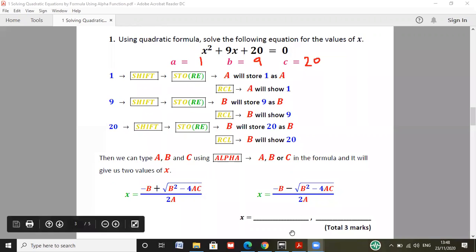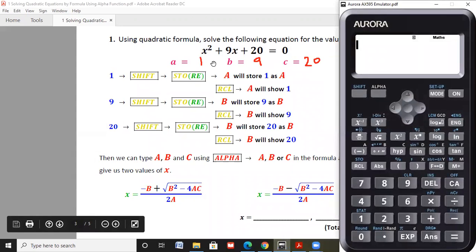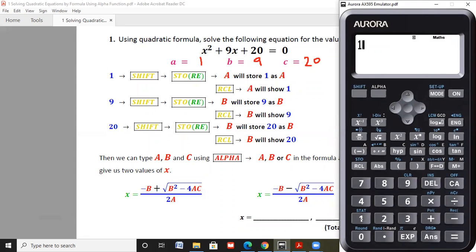Right, so using the calculator, we can store the values of A, B, and C first. To store the value of A as 1, I'm going to press 1 and then shift, store A. Then store the value of B as 9, I'm going to press 9 and then shift, store B. Then for C, I will type 20 and then shift, store C.